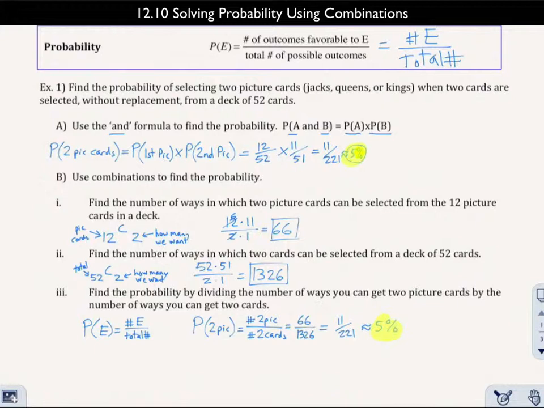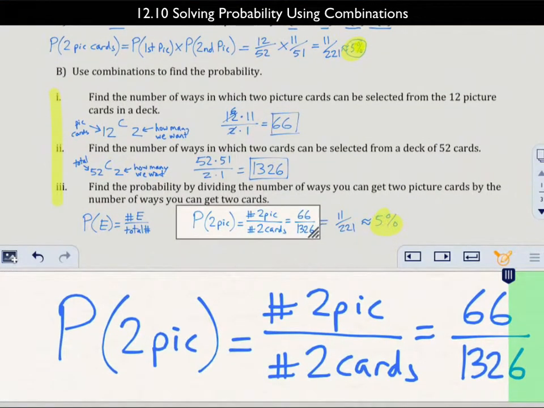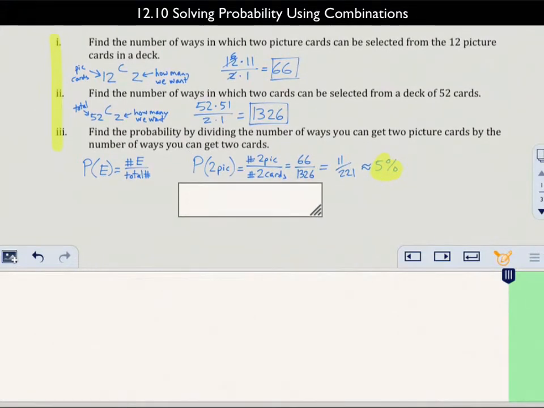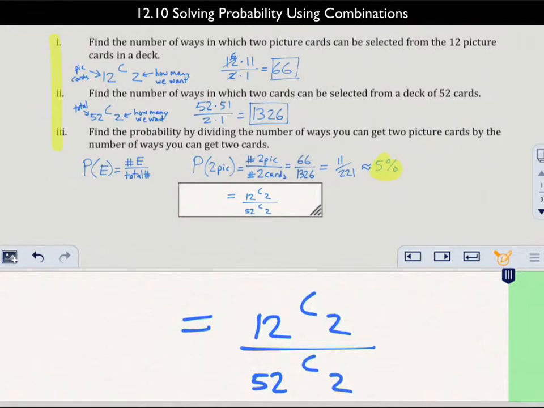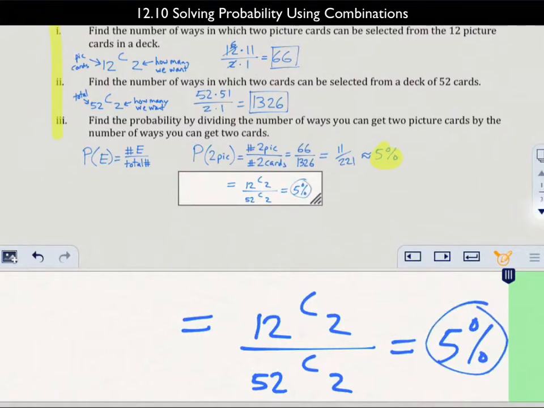Okay, so it may seem like we took longer to go through these three steps, but what we could have done right at the beginning is realize that this would be our formula, and the ways of getting two picture cards would have been 12C2, and the ways of getting any two cards would be 52C2. And then we could have gone straight to our answer of 5%. All right, let's move on.